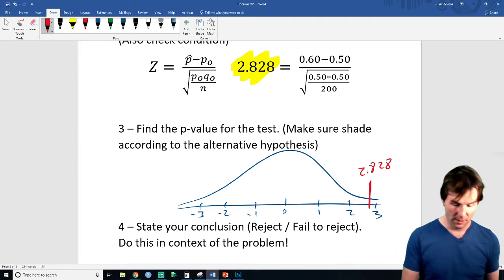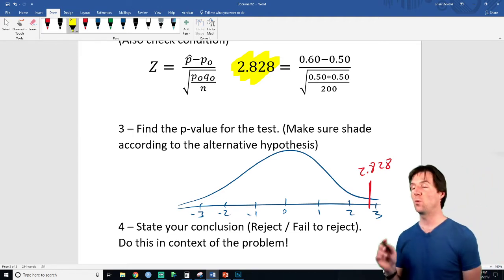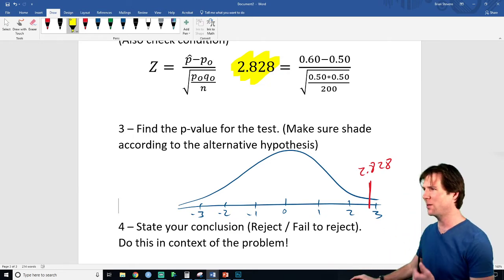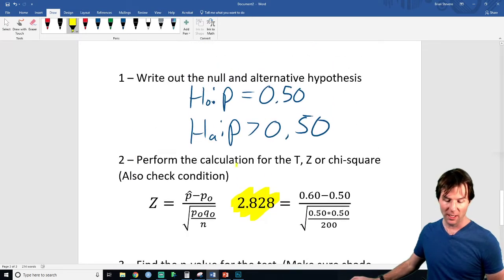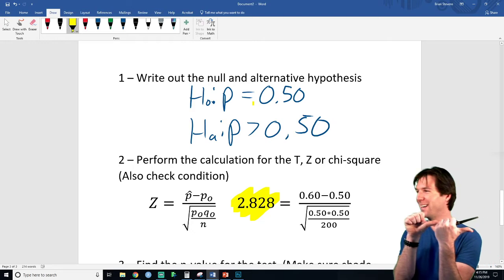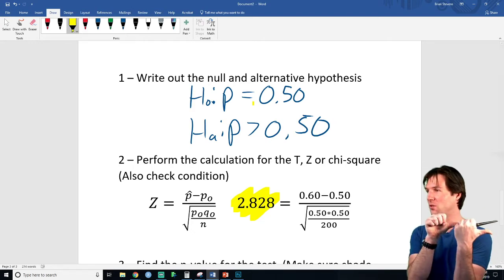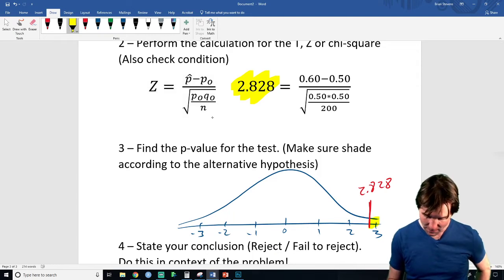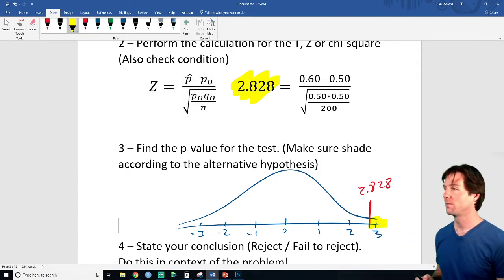That's where I landed. And now, which way am I going to shade? If you don't remember how to know which way to shade, go right here and look at your alternative. That is a greater than alternative. What way does that point? It points this way. I'm mirrored right now. It points that way. So since it points that way, that's the way I'm going to shade. And that is my p-value.